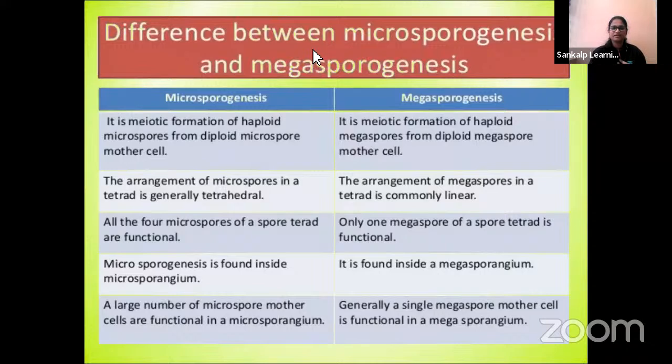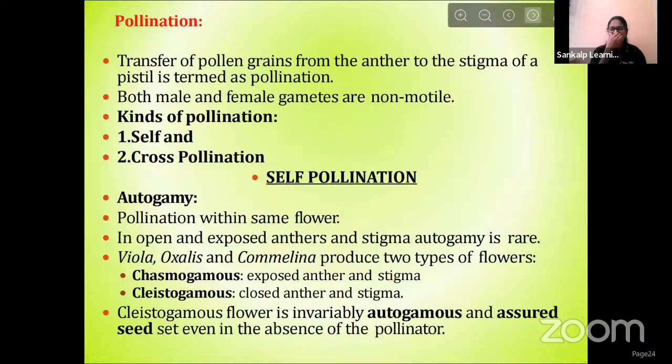Let us proceed further. In pollination we have self and cross pollination. We know regarding it. Another name for self pollination is autogamy. If the pollen grains of a flower fall on the stigma of the same flower, then it is called self pollination. So here we have 2 conditions. I am saying this is competitive-exam important, look here. Pollination within the same flower is called self pollination. In open and exposed anthers and stigma, autogamy is rare.